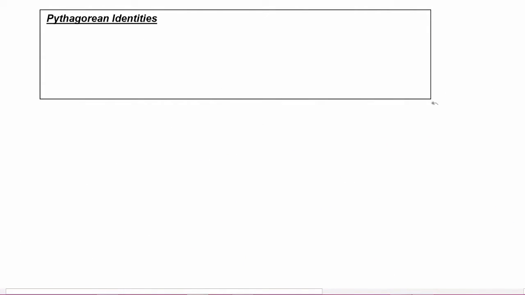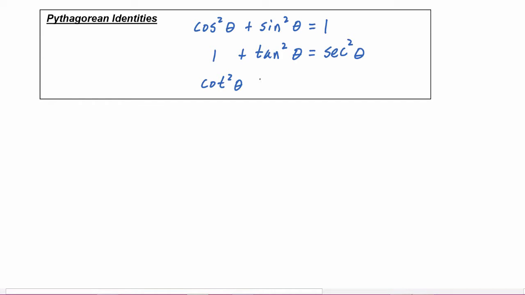We'll go ahead and make a box here to summarize the Pythagorean identities we just learned. Cosine squared of theta plus sine squared of theta is equal to 1. We learned that 1 plus tangent squared of theta is equal to secant squared of theta. And finally, we learned that cotangent squared of theta plus 1 is equal to cosecant squared of theta.